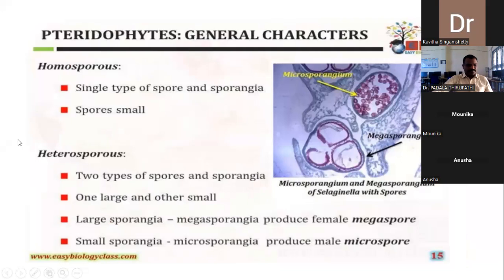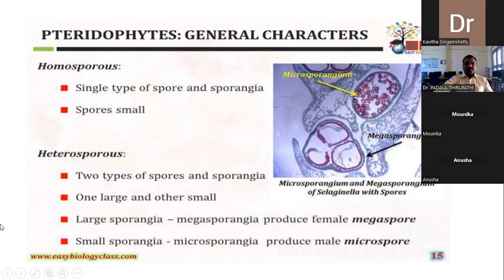Now, regarding the homosporous, just now I told you, only a single type of spores is developed in the sporangia. And that sporangia can be either a microsporangia or a megasporangia. Why do we call it a microsporangium? They develop small spores, microspores, so we call that sporangium the microsporangium type. And the sporangium in which megaspores are developed, we call a megasporangium. And the spores here are peculiarly smaller in size.